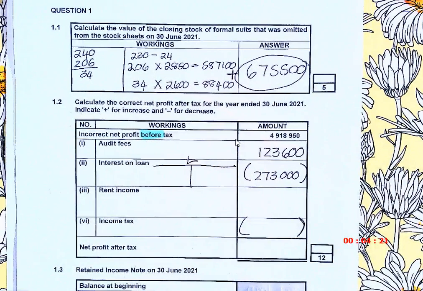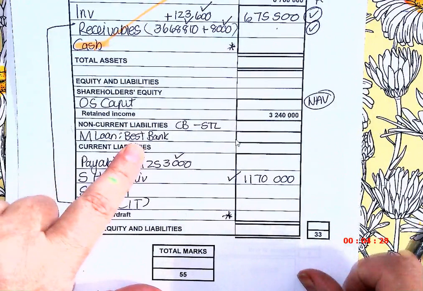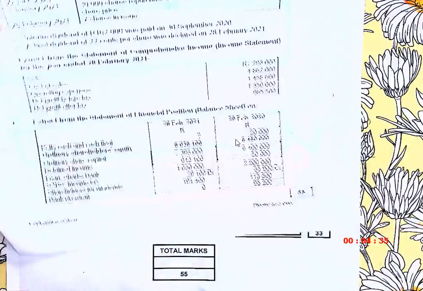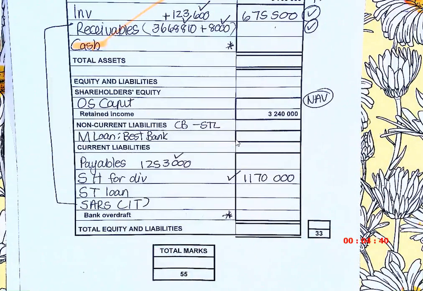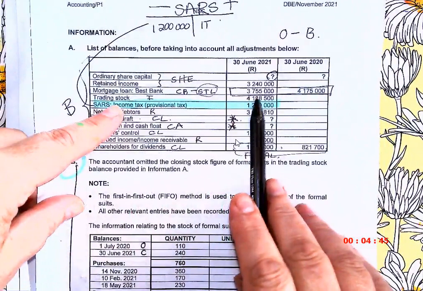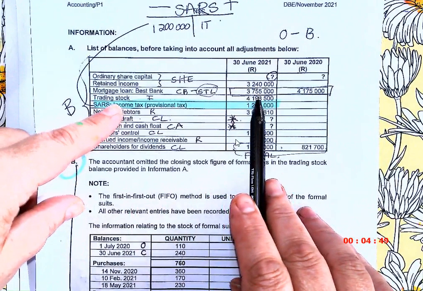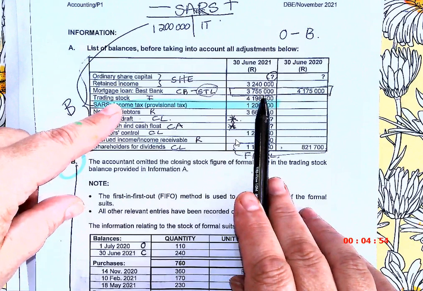Okay. Now, we are busy with loan, so let's go finish the loan. They want me to do this. Now what do I want? The closing balance. Now remember, I said to you, be careful, because they give me here a mortgage loan, but I must be careful for this amount because I first need to go see if the interest is already in. Now just look at that one, the 3755.